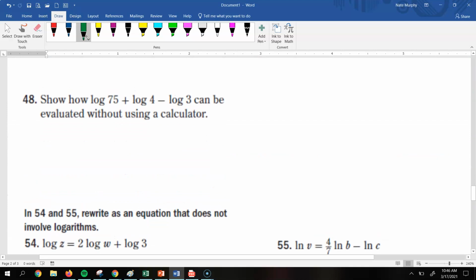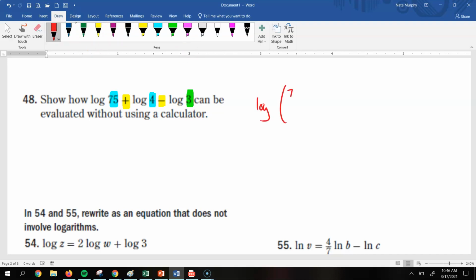All right, let's look at number 48. So it says, show how a log of 75 plus log of 4 minus log of 3 can be evaluated without using a calculator. So we're going to use those properties. So remember, anytime that we add, we're going to multiply the values. Anytime we subtract, we're going to divide by that value. So the way we're going to write this is we would have the log of 75 times 4 divided by 3. Now, 75, let's go ahead and simplify that. 75 times 4 would end up being 300.